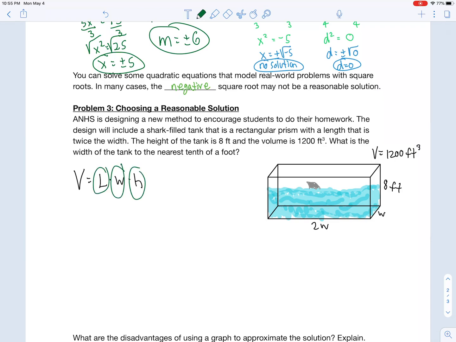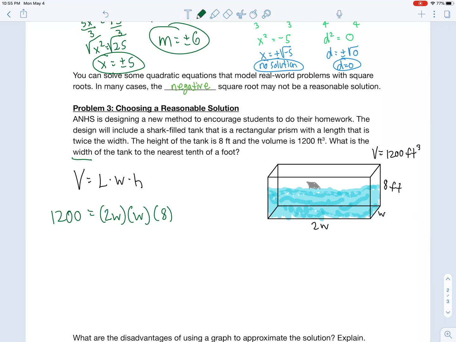That's length times width times height. And we have expressions for all three. The length, we don't know it, but we know it's twice the width. The width we're given as just W. That's what we're going to have to find. It's asking for the width to the nearest tenth. And then for the height, we're just given that as an 8. And in this case, we know the volume as well. We know we started with 1,200 cubic feet. So that's 1,200 equal to that right-hand side.